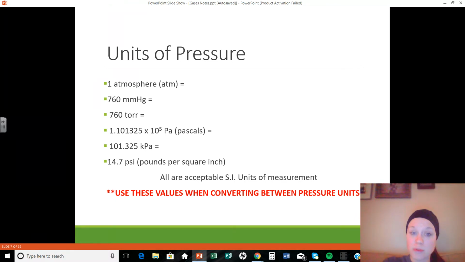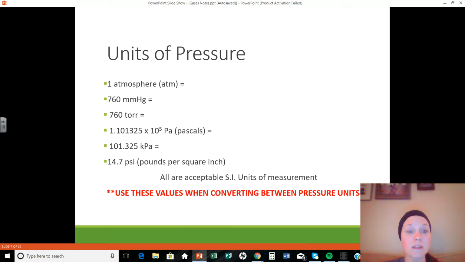Now that we know about the tool to measure pressure, we need to also go over the units of pressure. There are several different units that physicists and chemists can use to measure pressure within a system. The first is atmospheres, or ATM. The second is millimeters of mercury. We get that one from the barometer.